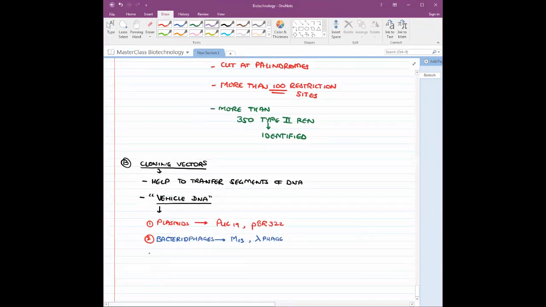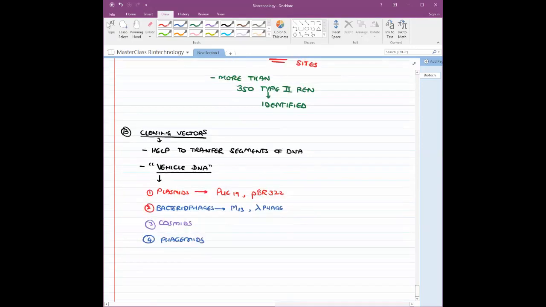Next, apart from this, we have cosmids. Cosmids are obtained from bacteriophage DNAs only. We will see how a little later. Then something on similar lines, we have phagemids. Then next, these are very important: YAC, the yeast artificial chromosomes. And next one, just like this, we have MAC, which is the mammalian artificial chromosome.